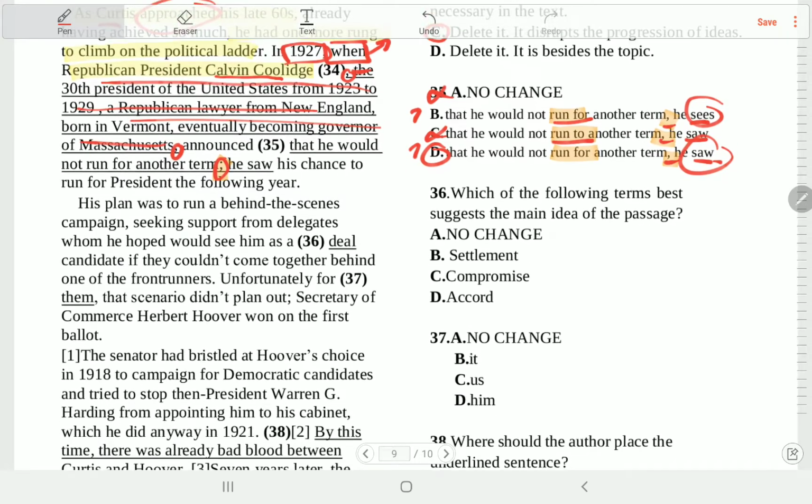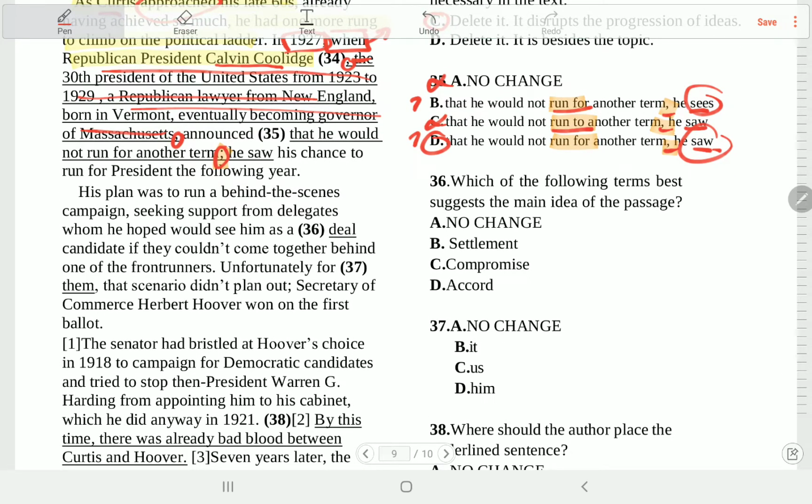Okay, 36. Which of the following terms best suggests the main idea of the passage? Settlement, compromise, accord, and deal. So what do we do? We read. His plan was to run a behind-the-scenes campaign, seeking support from the delegates whom he hoped would see him as a deal candidate, or settlement candidate, or compromise, or accord candidate if they couldn't come together behind one of the front runners.